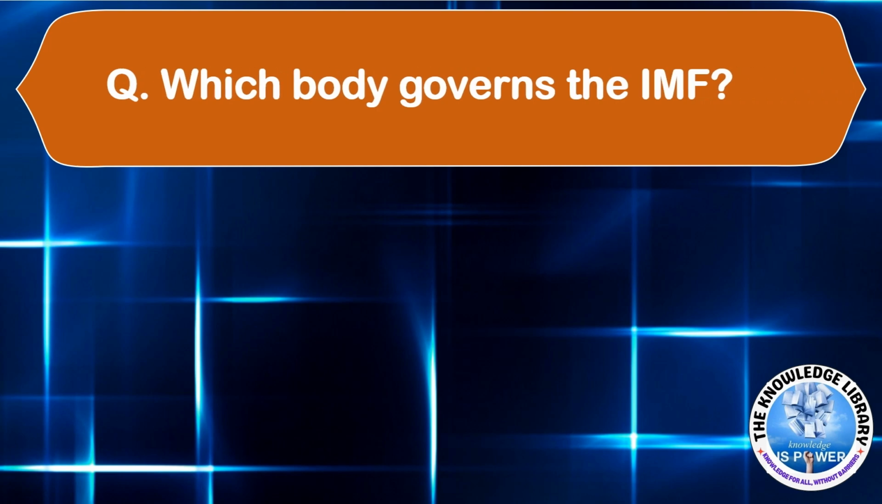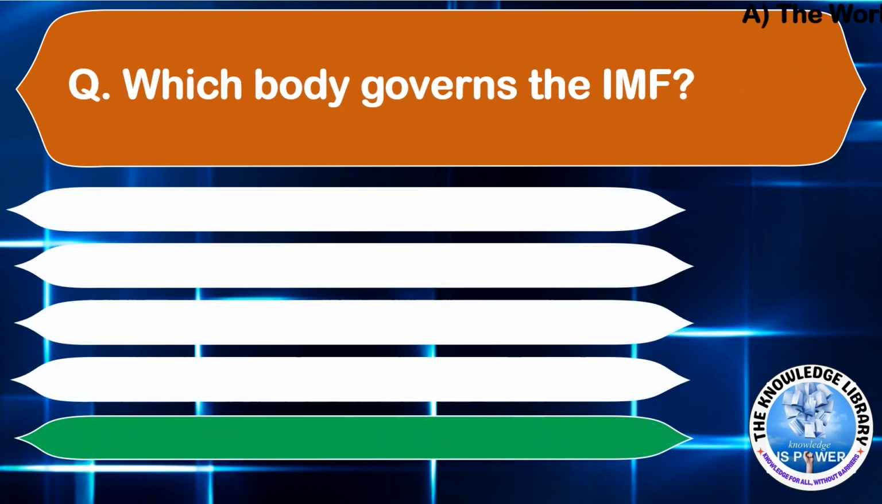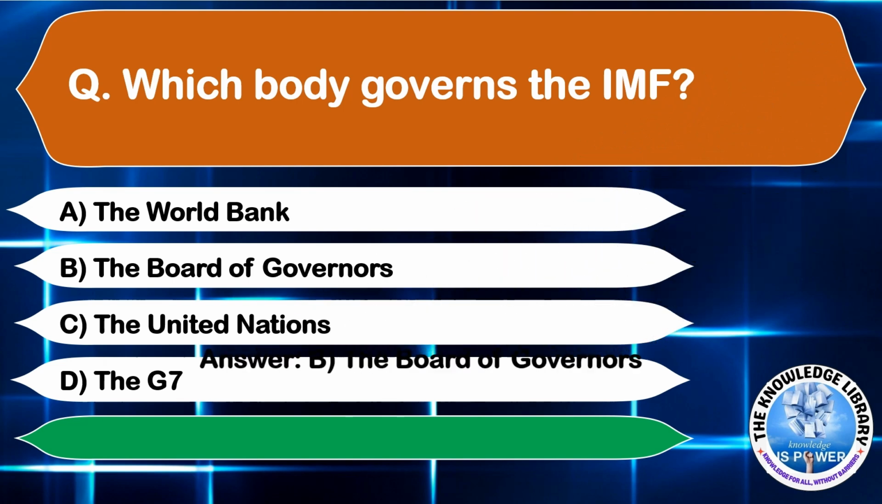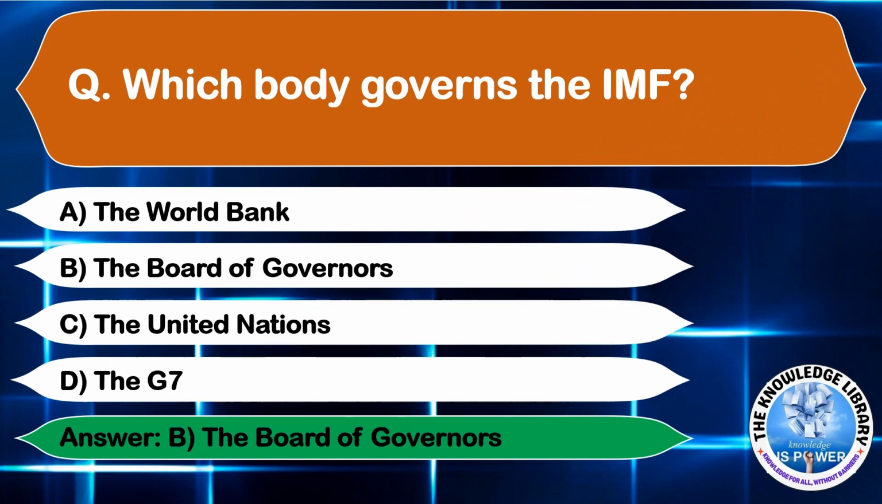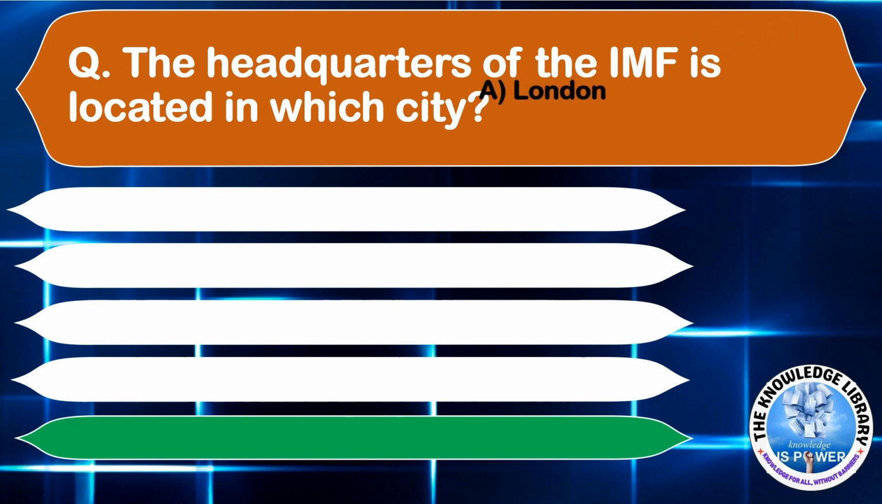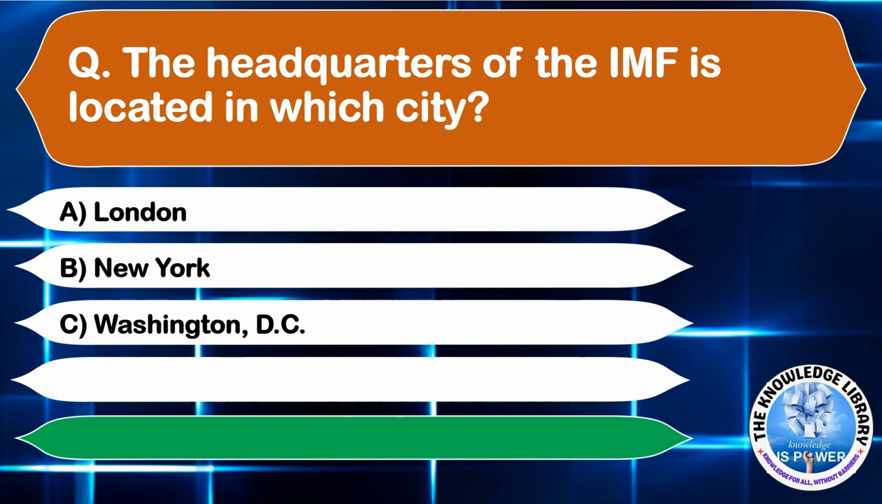Next question is, which body governs the IMF? Option A, the World Bank. Option B, the Board of Governors. Option C, the United Nations. Option D, the G7. Answer is option B, the Board of Governors. The next question is, the headquarters of the IMF is located in which city? Option A, London. Option B, New York. Option C, Washington DC. Option D, Paris. Answer is option C, Washington DC.